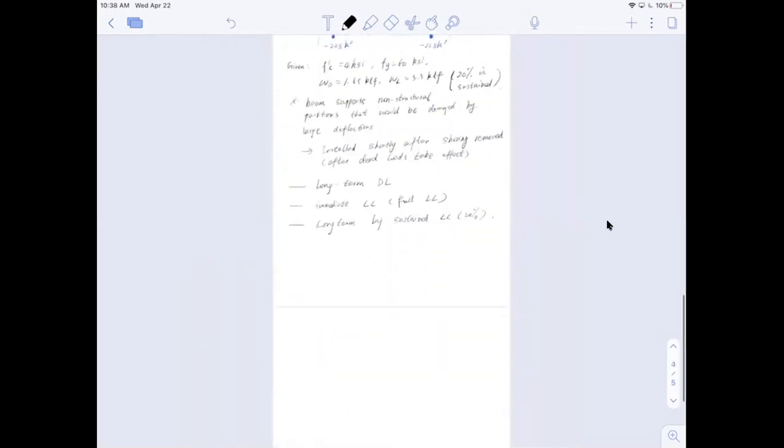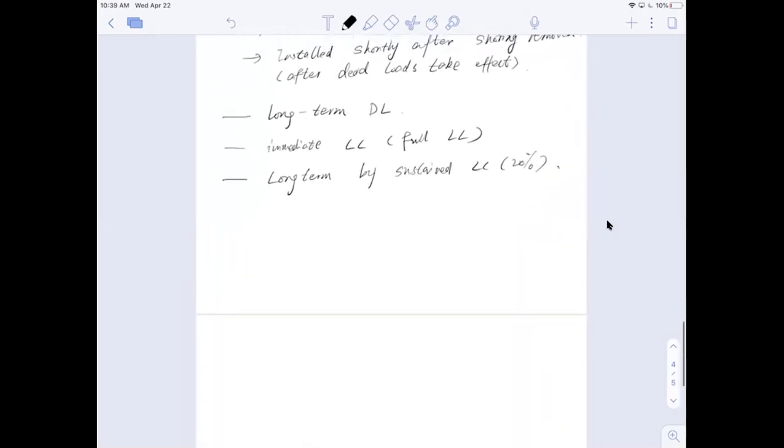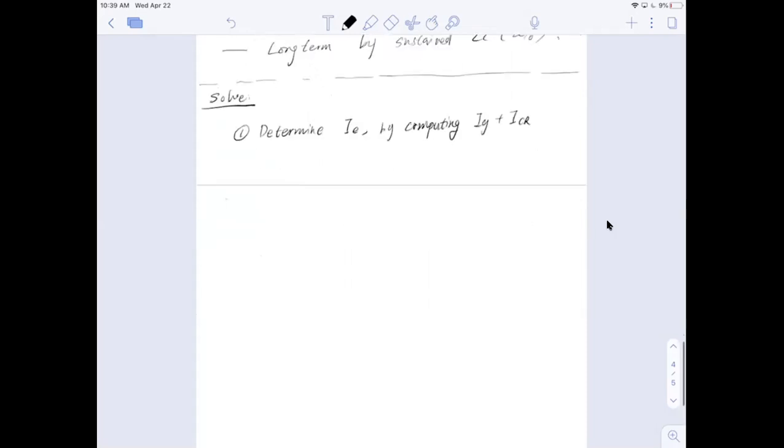For a lot of our concrete problems, preparation is the key. So before I get into it, let's do some prep work. First of all, we need to determine the solution to solve. First step, we have to determine the effective moment of inertia, by computing the gross moment of inertia IG and the cracked moment of inertia ICR. First thing first, what is IG? Let me show you the cross section.